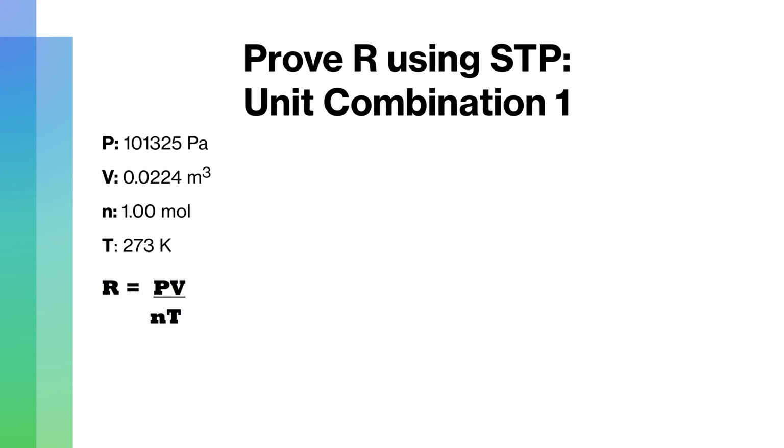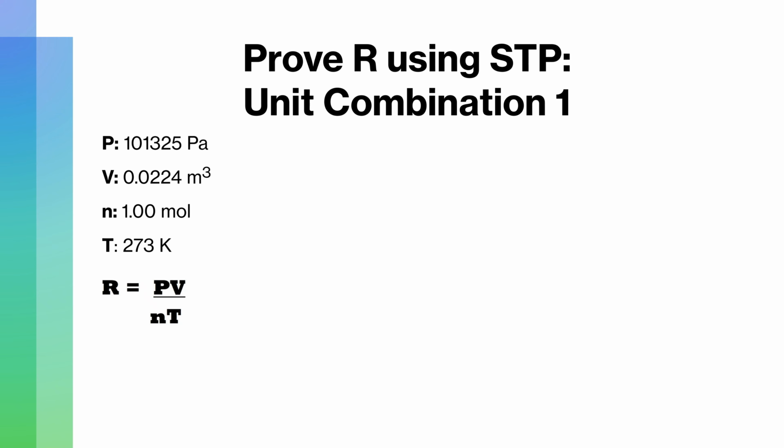Why do we accept this as the numerical value for this component of the equation? So for this slide, we're going to be using the first unit combination. So that's pressure in pascals, volume in cubic meters, amount in moles, and temperature in Kelvin. And we're going to be using the rearranged equation of R equals P times V divided by N times T. So that's calculating the gas constant by multiplying the pressure times the volume divided by the amount in moles times the temperature. And we're going to be using the values under STP according to Avogadro's law. Okay, so let's prove now the value of R using this unit combination.